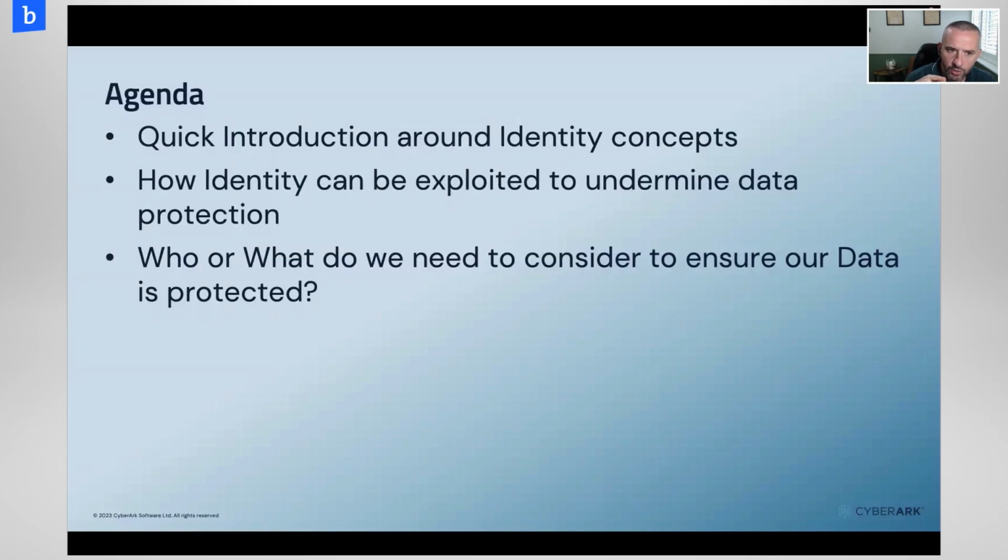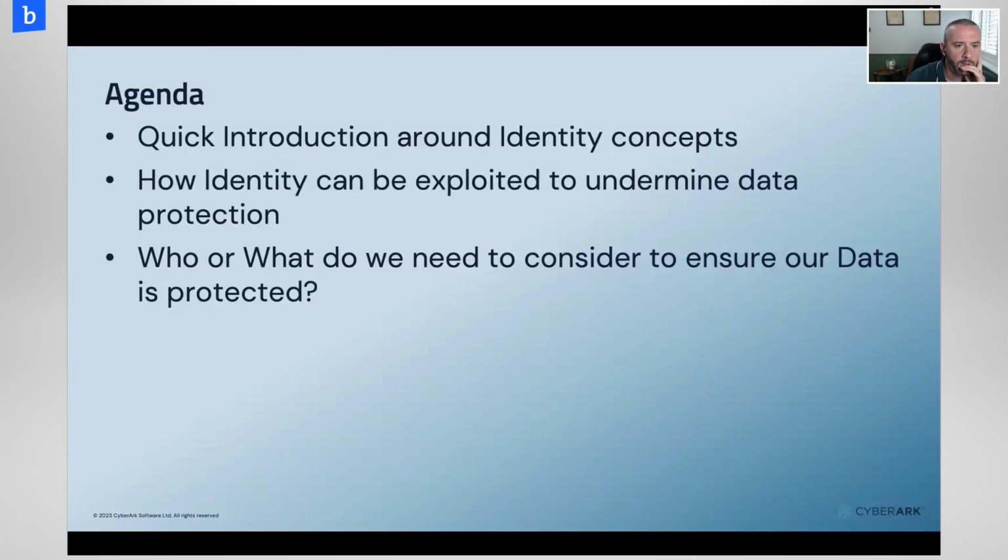So I want to reintroduce some elements of identity concepts, which will probably be familiar to you, but I'm building up the groundwork here back to the title that I just mentioned. And also give you some real world examples about how we see an identity being compromised and exploited to undermine the data security and protection that we may have in place. And come back to this point of, well, really who or perhaps what do we need to consider when we think about protecting sensitive data or data that we need on a day-to-day basis.